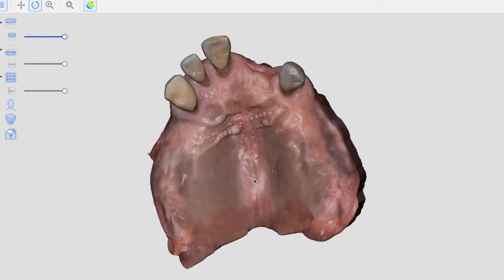Median palatine suture line of maxillary bones. And the next one is, you could see the maxillary rugae area. Then the incisive papilla. Underneath is the incisive foramen, and through this foramen, nasopalatine nerve and blood vessels come through.